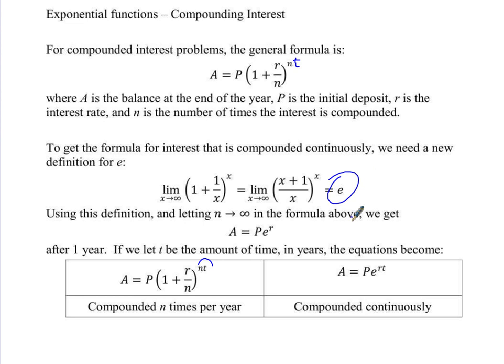Using this definition and letting n approach infinity in the above formula, we wind up with that formula right there. There should be a t here. Apparently I was not liking my t's.